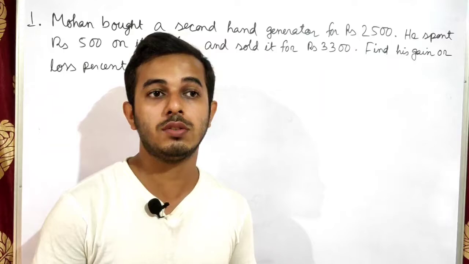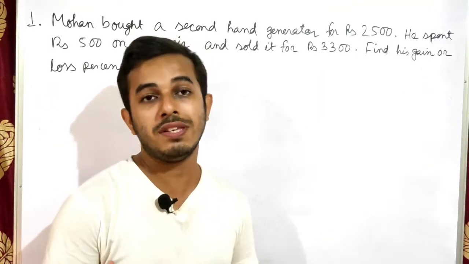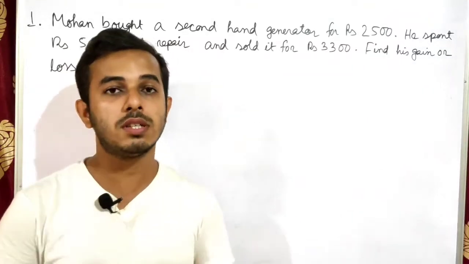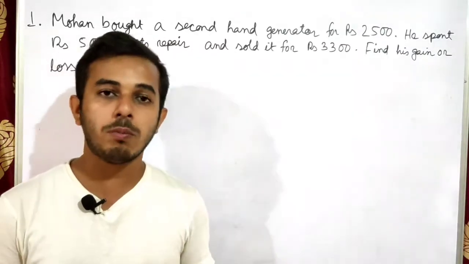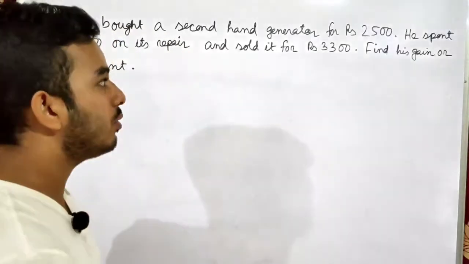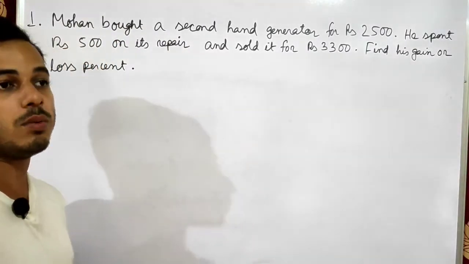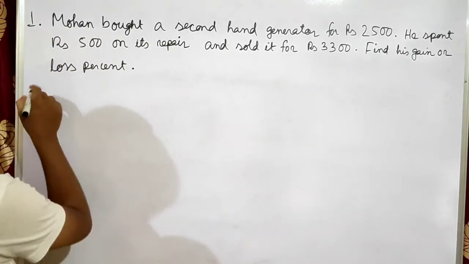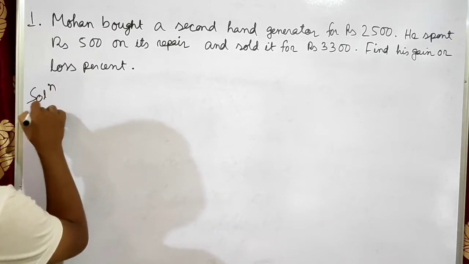To know whether it is a gain or a loss, we must compare the cost price and the selling price, isn't it? For comparing both quantities, we must know the quantities. So let us find out what the selling price and the cost price are in the transaction. Okay, so let's start. Right, solution.